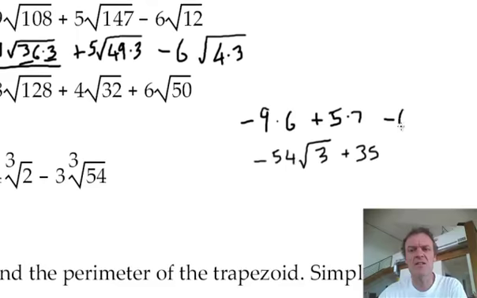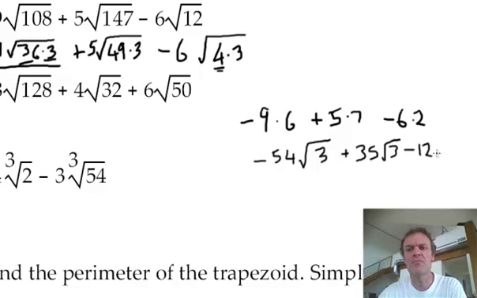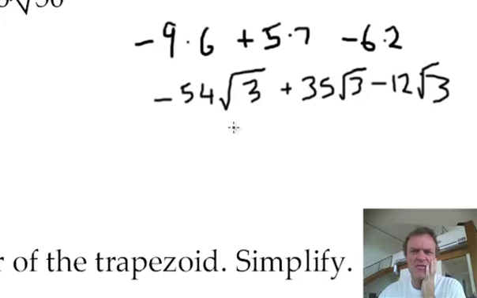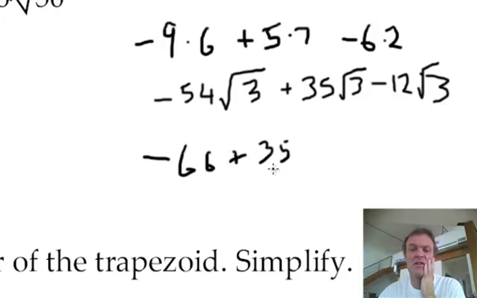Finally, I've got a 6. What am I going to bring out here? I'm going to bring out a 2. Right? So, minus 12 root 3. Okay? So, all root 3s, is that right? Whatever this comes to be is negative 54, negative 12 is negative 66, plus 35 is, what's that, negative 31, negative 31 root 3. And hopefully that should be the answer, okay?